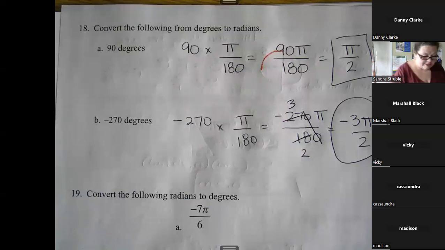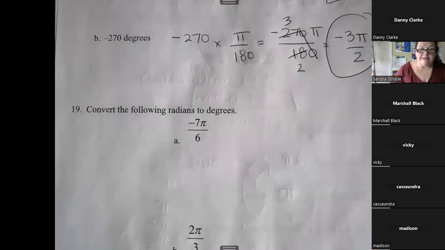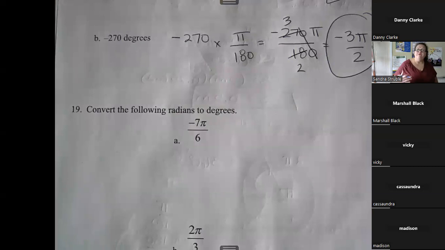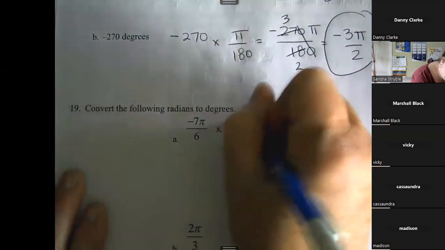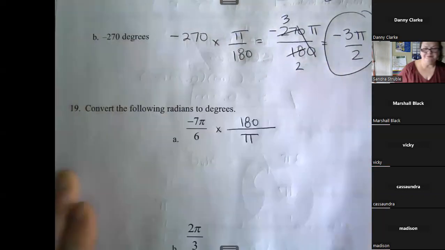Okay. All right. So let's move to convert the following radians to degrees. We just moved from degrees to radians by multiplying by pi over 180. We're going to flip that and take the reciprocal, 180 over pi, and multiply the radian that we have here with it, and it's going to take us to degrees. So I'm going to take the negative 7 pi over 6 times 180 over pi.